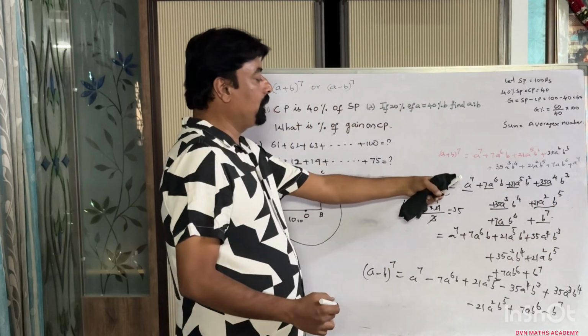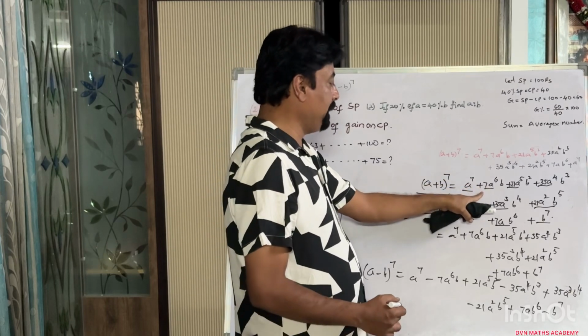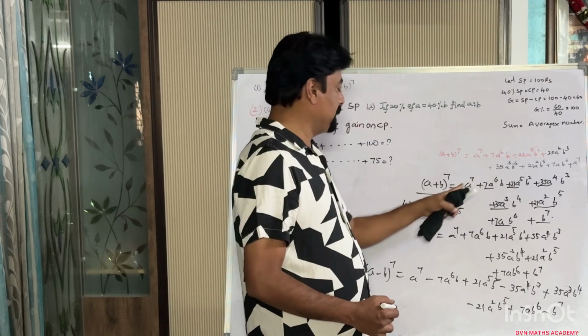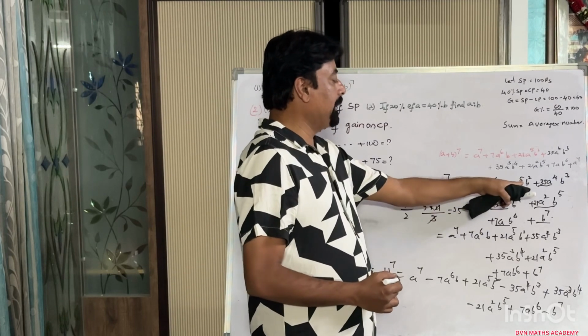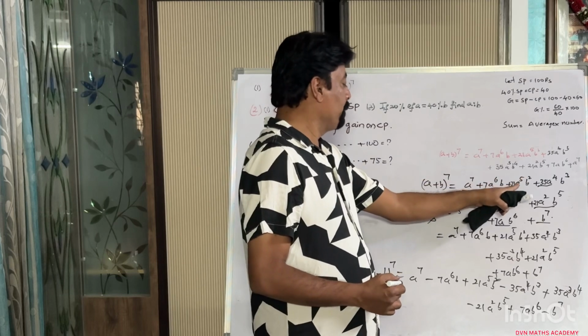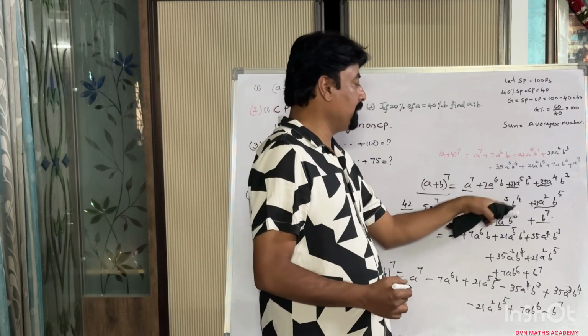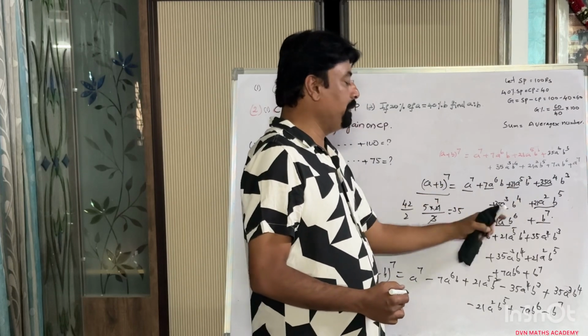So how to write the coefficients? First, there is no coefficient; if the power is there, I wrote here 7. For the second term's coefficient, what I did: 6 sevens are 42, divide by 2, you will get 21. In the next term, 5 twenty-ones are, and you divide by 3, you will get 35. For the next coefficient, these two multiply and divide by 4. So afterwards the coefficients will be repeated.